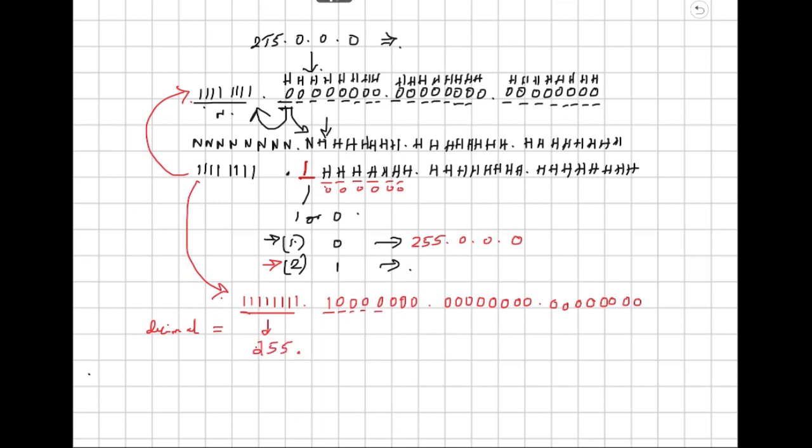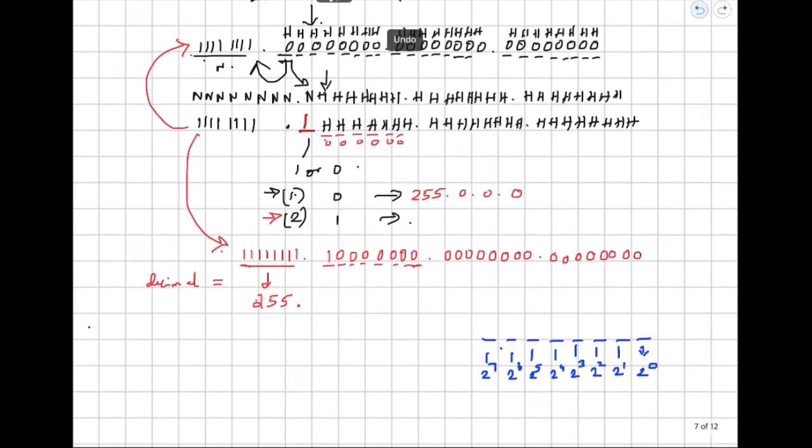Now this one, each place has its own value. There are 8 places here: 1 2 3 4 5 6 7 8. The first place has the value 2 power 0, second is 2 power 1, third is 2 power 2, fourth is 2 power 3, fifth is 2 power 4, sixth is 2 power 5, seventh is 2 power 6, eighth is 2 power 7. Now what is the value? 2 power 0 is 1, 2 power 1 is 2, 4, 8, 16, 32, 64, 128.